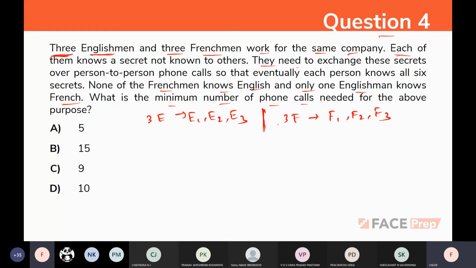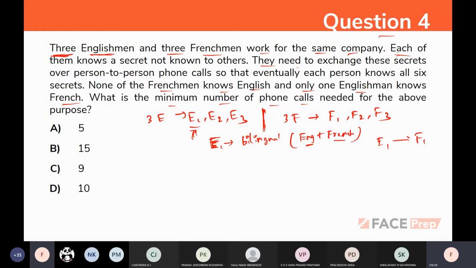So let's consider this E1. So E1 is a bilingual guy. Bilingual means he knows both English and French. So see, he is the only bridge to transfer all the secrets from all the Englishmen to Frenchmen, and get all the secrets from Frenchmen to Englishmen. He is the only bridge between these men. Can you understand, right? Because he only knows French and English. So let's consider he is speaking with F1.